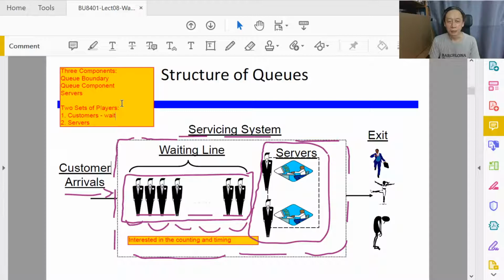So in the queue part of the system, we say that customers wait, customers are served, and we say that the servers are idle, or the servers serve. These are the words we associate with the two sets of players when we talk more theoretically about queue systems. Customers wait. Of course, in real life, we wait too, but this wait is tied to customers.